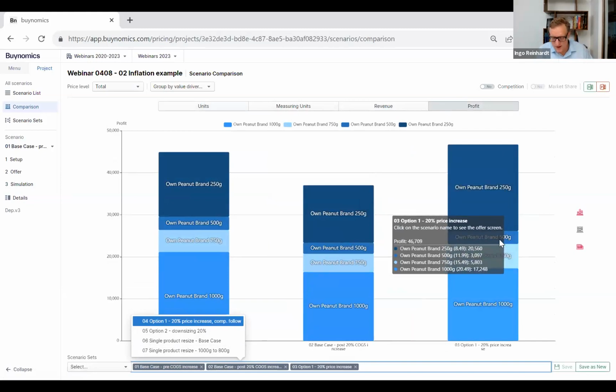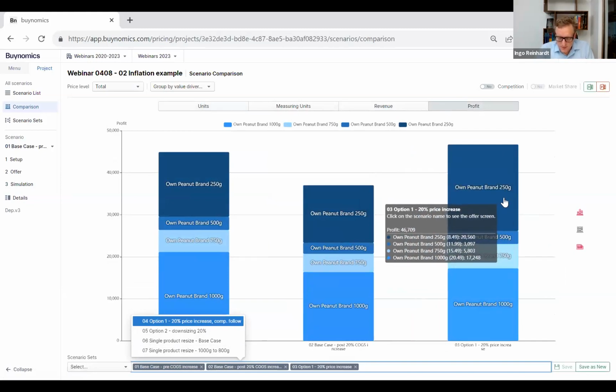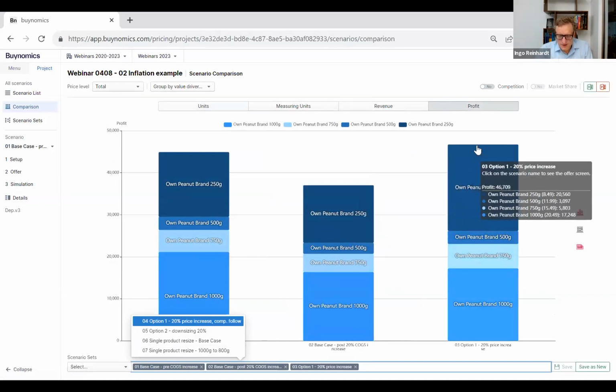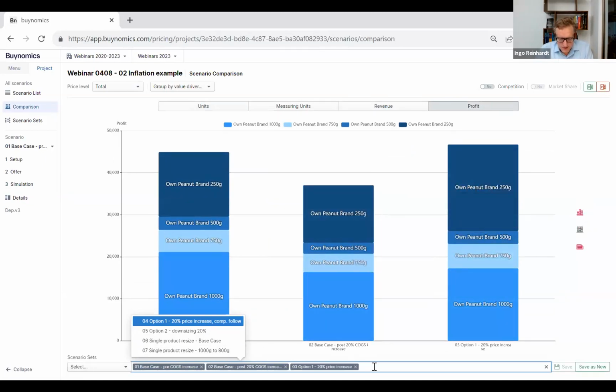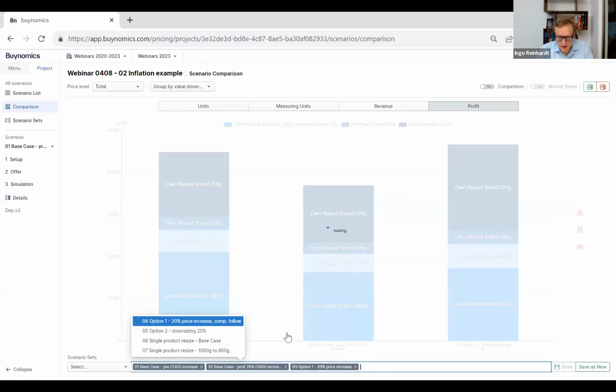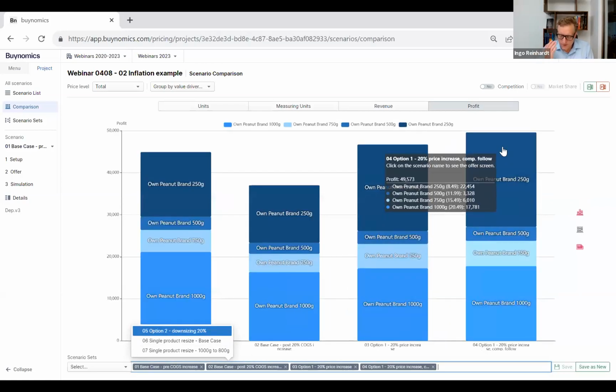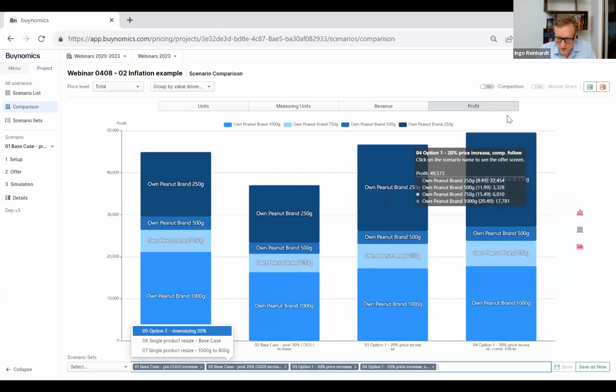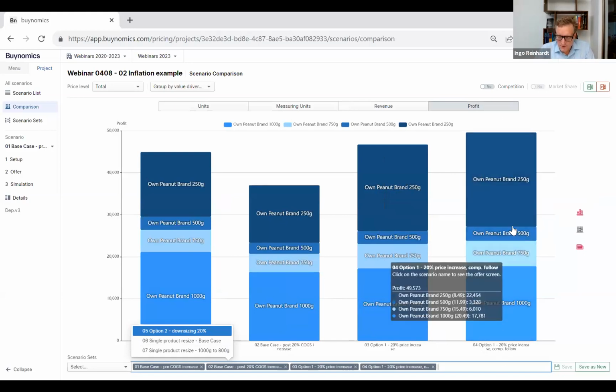So I'll apply a sort of cost-plus pricing in this situation. I see how that affects my profitability. I can see what happens if my competitors also follow. Typically, that reduces elasticity, so that demand increases if competitors also follow the price increase.